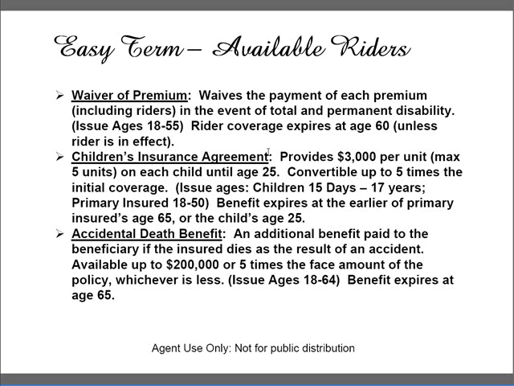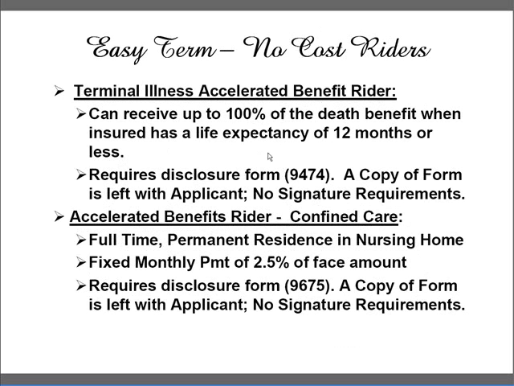The accidental death benefit rider is an additional benefit paid to the beneficiary if the insured dies as the result of an accident. It is available up to $200,000 or 5 times the face amount of the policy, whichever is less. Its issue ages are between the ages of 18 and 64, and the benefit expires at age 65.